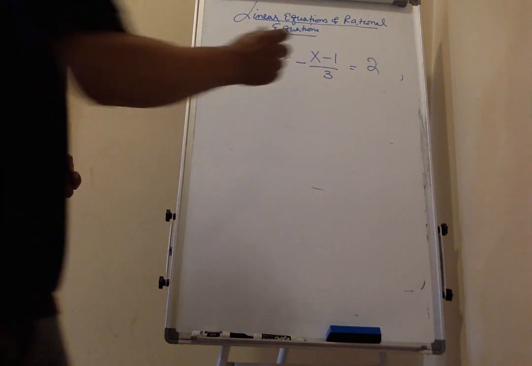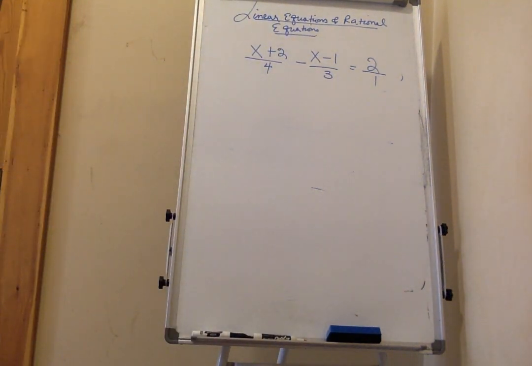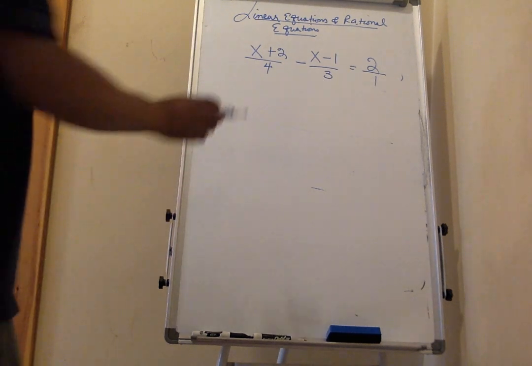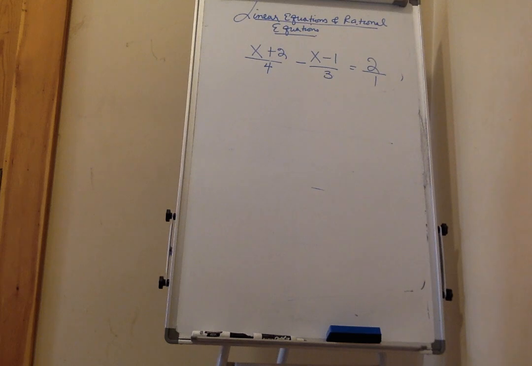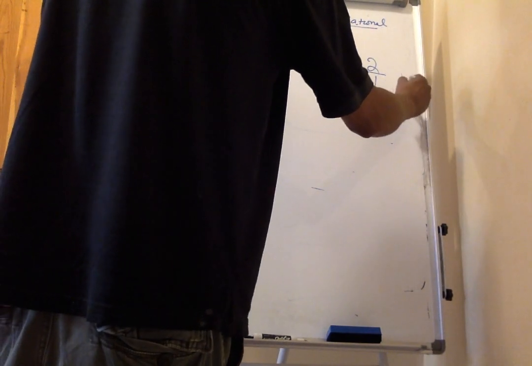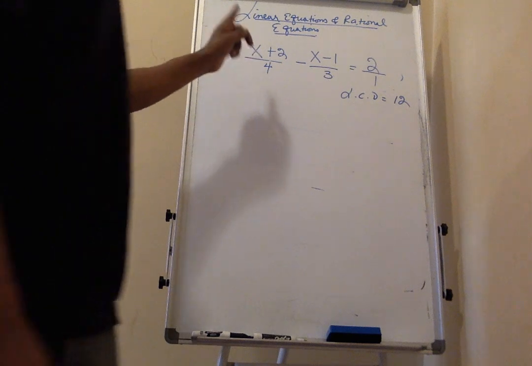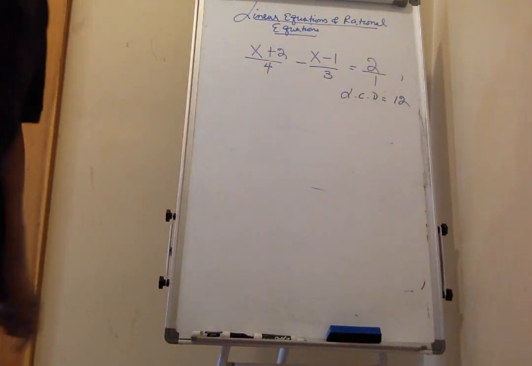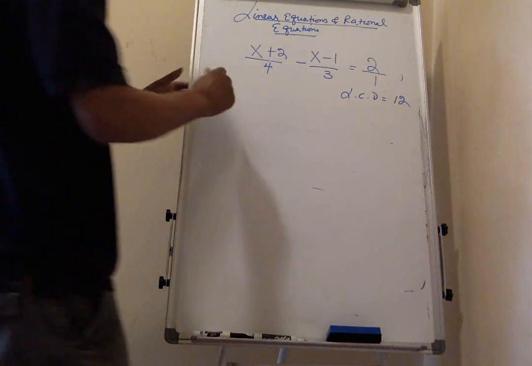So the first step that you need to do is, fractions are annoying to solve an equation, so we've got to get rid of them. One way of getting rid of them is to find the least common denominator. And here your least common denominator is 12, 4 times 3. So the second step is to multiply each term by the least common denominator. That will help you get rid of the fraction. So this is how we're going to do it.